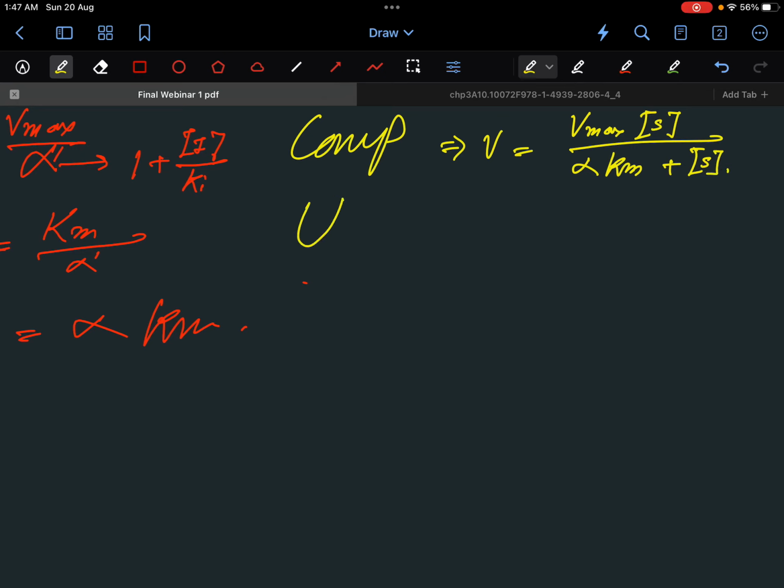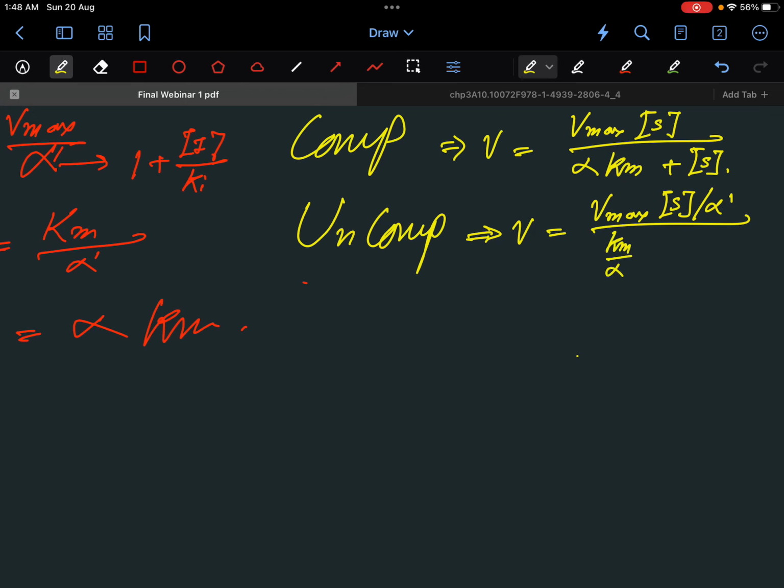For uncompetitive, Vmax is changing. Yes, for uncompetitive Vmax is decreasing, by what factor? Alpha dash. Okay, my pen is not working. One second. Okay, so Vmax into substrate concentration divided by Km by alpha dash. Is it increasing or decreasing? It is going away from zero, so Km is decreasing by alpha dash, right?